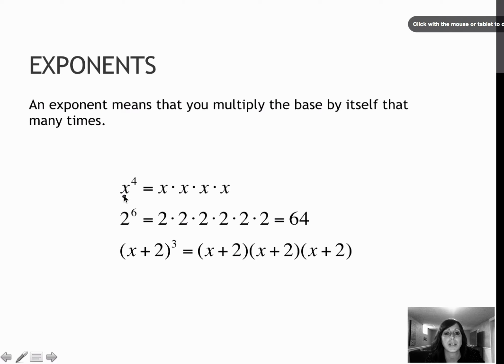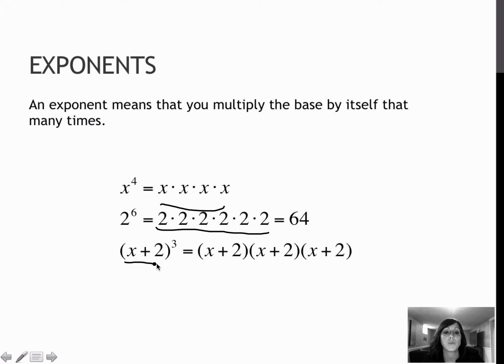So here in my first example, x to the fourth, that means that I have 4 x's. In my second example, 2 to the sixth, I'm multiplying 2 by itself 6 times. Notice when I have a value like 2, I go ahead and simplify to find the answer, whereas x to the fourth, I just wrote it as 4 x's.